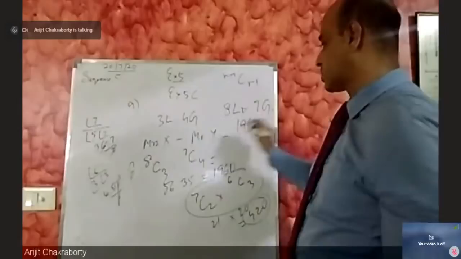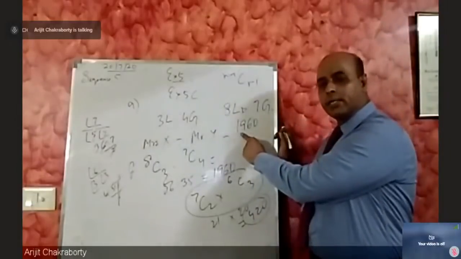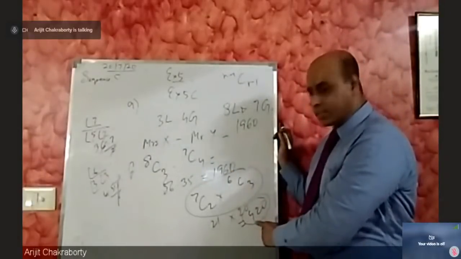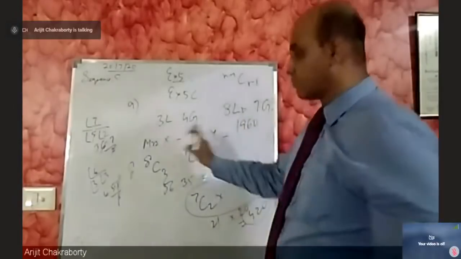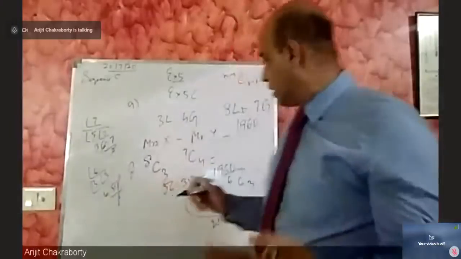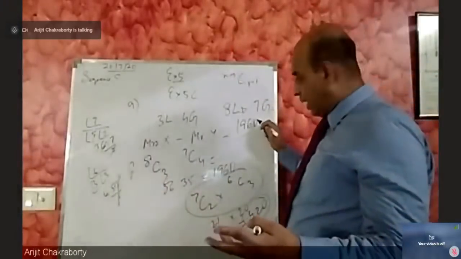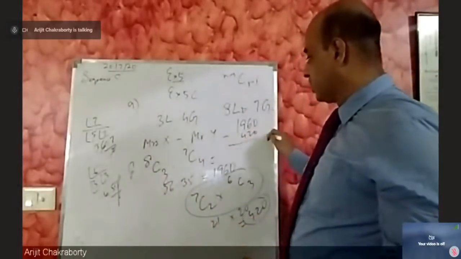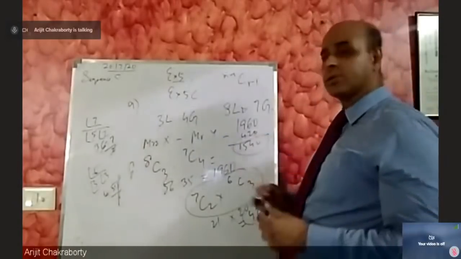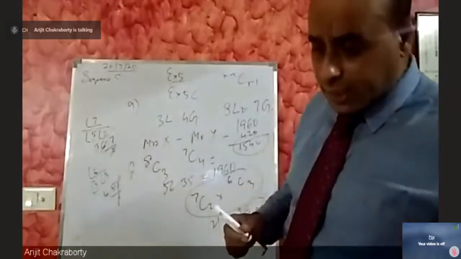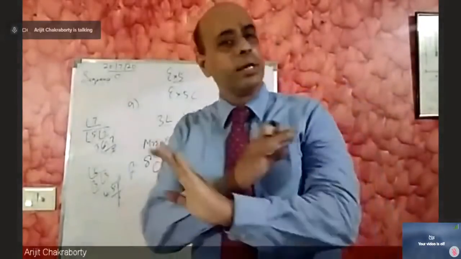Total possible cases 1960, and 420 cases where Mrs. X and Mr. Y will always be together. So if you deduct from 1960 minus 420, you get 1540. 1540 cases where Mrs. X and Mr. Y will not be together.